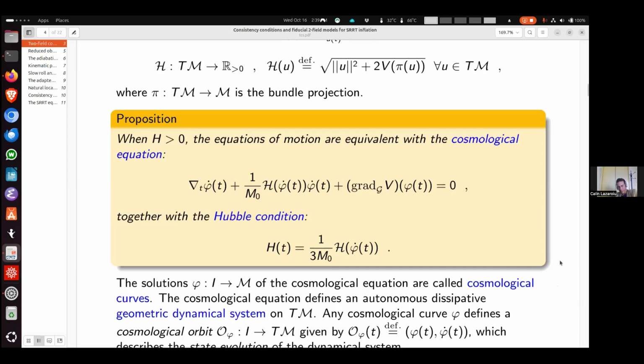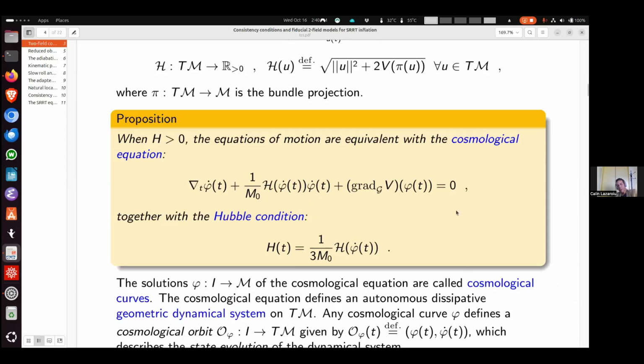Of the surface M, this two-dimensional manifold. Yes, it's a way to parameterize two scalar fields. So if you choose local coordinates on this surface calligraphic M, then you can write phi of t in those local coordinates as phi1 of t, phi2 of t. So you can view phi of t as a pair of two real valued functions.